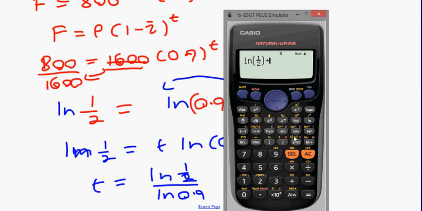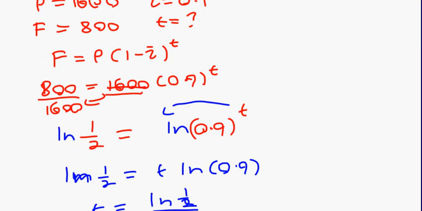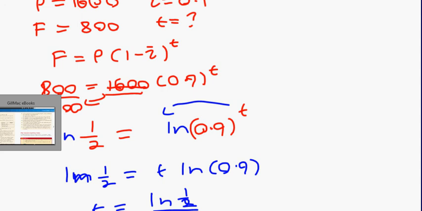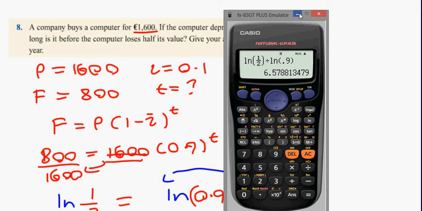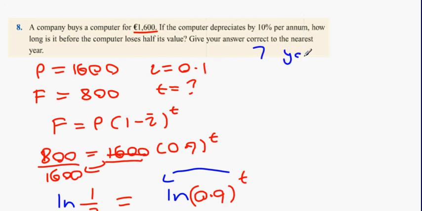And divided by ln 0.9. And what we get here is 6.57. So it's going to take roughly, what question is this again? So this is question 8. So it's going to take roughly 7 years. Okay, so to the nearest year, 6.57 rounds off to 7 years. Okay, so we've done 2, 5 and 8 so far. Now we're moving up.